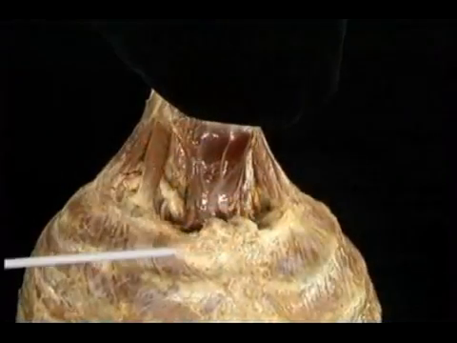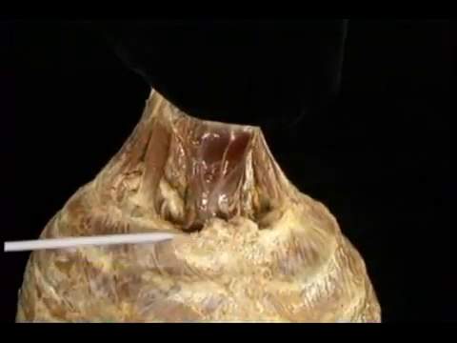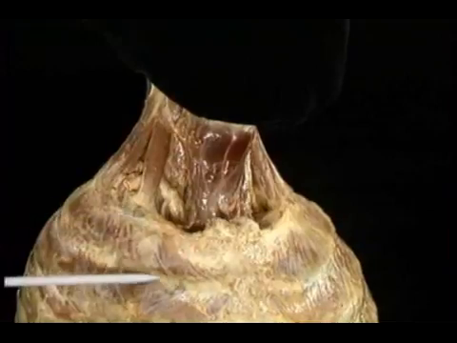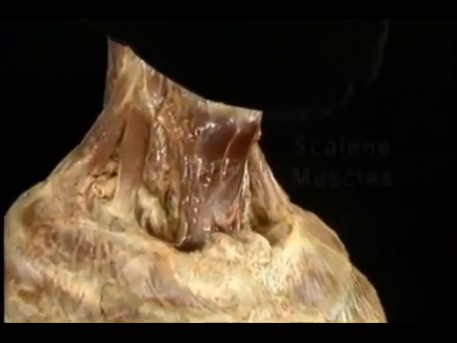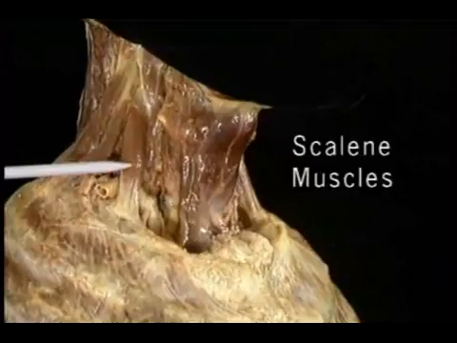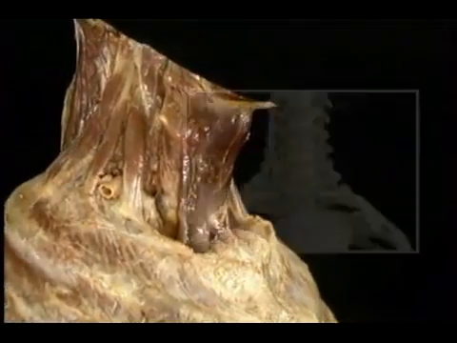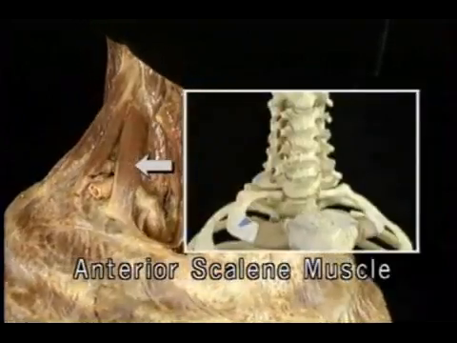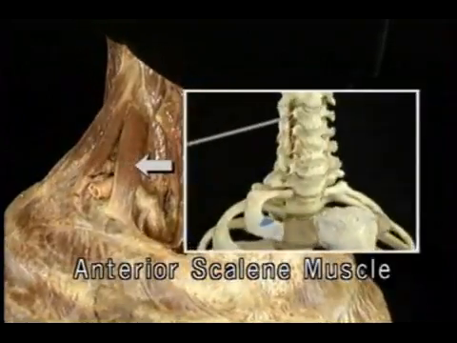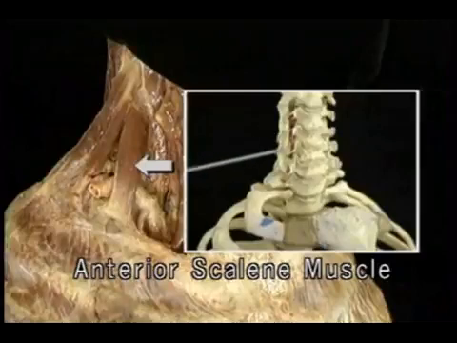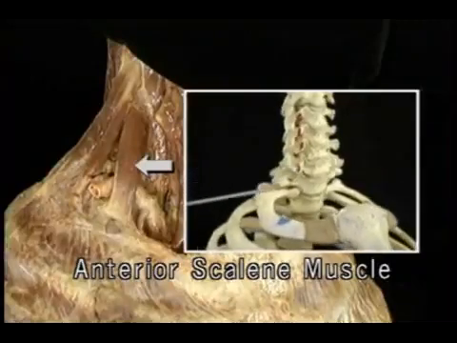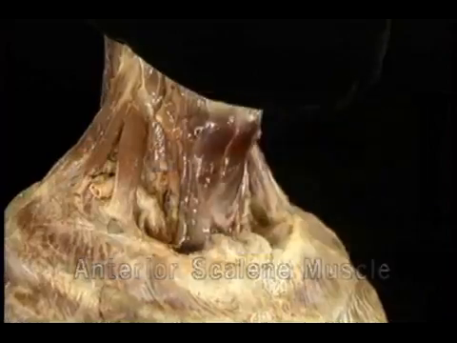Next, we'll look at the scalene muscles, which assist in inspiration by raising the first and second ribs. Here's the manubrium, here's the first rib, here's the second rib. Here are the scalene muscles, anterior, middle, and posterior. The anterior scalene muscle arises from the anterior tubercles of the transverse processes from C3 to C6. It inserts here on the first rib.